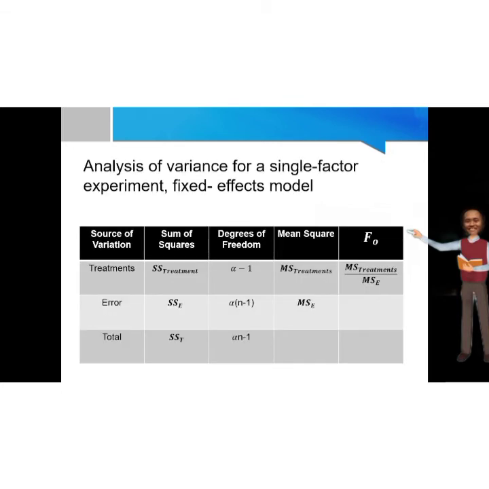Analysis of variance for single factor experiment, fixed effects model. The sources of variation are the treatments and the error. The sum of squares are SS treatments and SSE. On the degrees of freedom, for treatments there is a minus 1 and for the error a(n minus 1). The mean squares are MS treatments and MSE, while F0 is MS treatments divided by MSE.